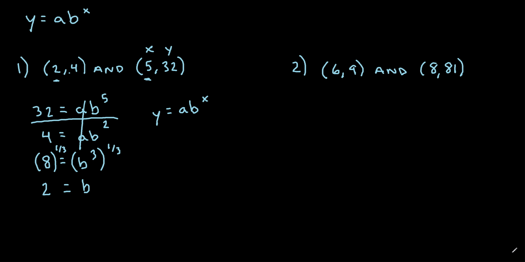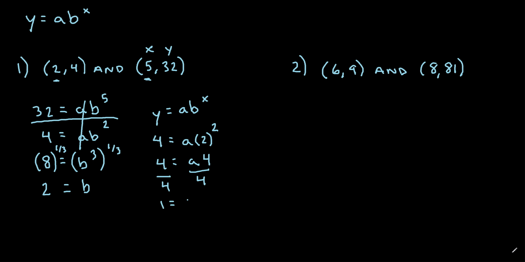So let's choose the coordinates (2, 4). So we'll plug in a 2 for x and a 4 for y. So 4 is equal to a, we found that b is equal to 2, and x, we said we're going to plug in this x value right here, squared. So we get 4 is equal to a times 2 squared, that's 4. So a times 4. Now to solve for a, we just need to divide both sides by 4.